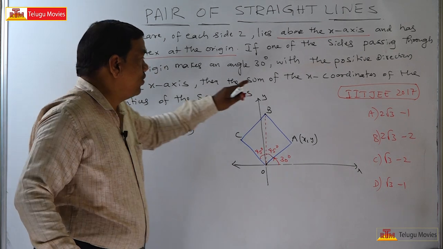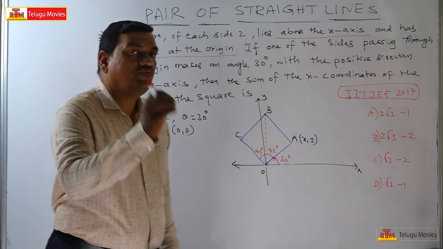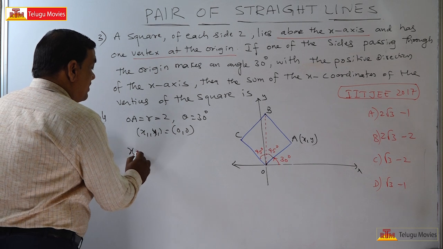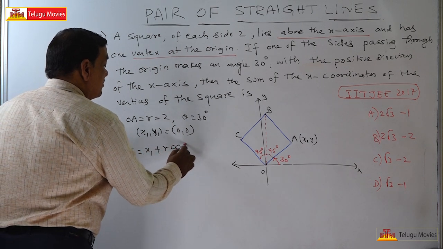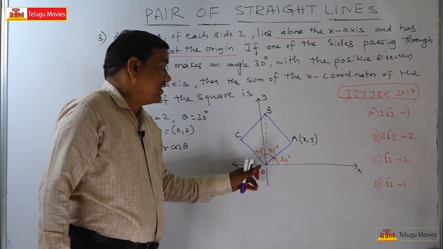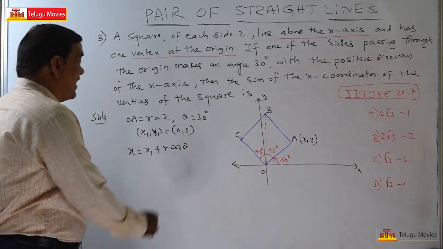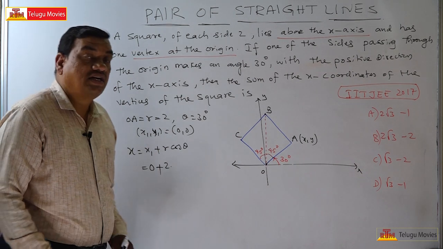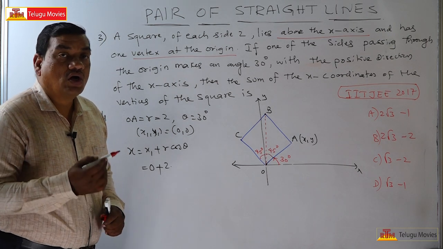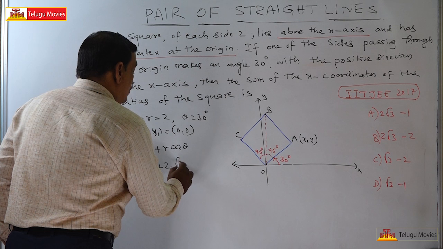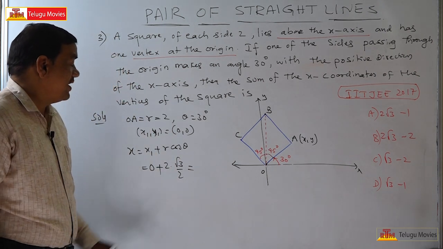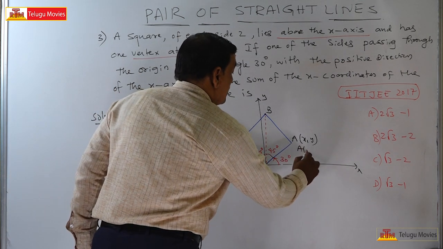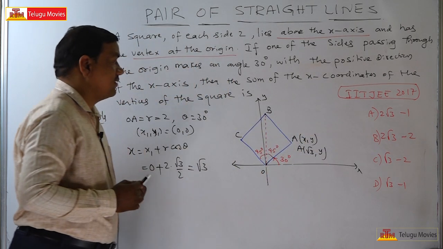See, here he is asking only the sum of the x coordinates. So, if you find the x coordinates, that is enough, no need of the y coordinate. Your x coordinate is given by x1 plus r cos theta. Only plus, why? Because we are taking only one direction. So, x1 is 0 plus r is 2 into cos 30. Cos 30 and sin 60 both are equal to root 3 by 2. The 2 will get cancelled, you will get root 3. So, the x coordinate is root 3.